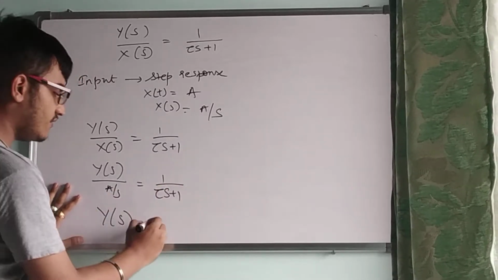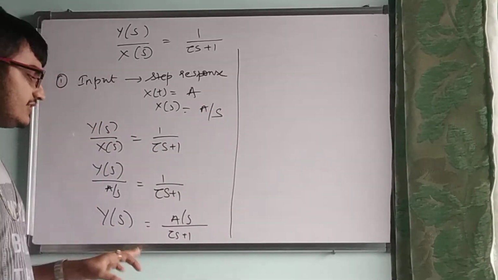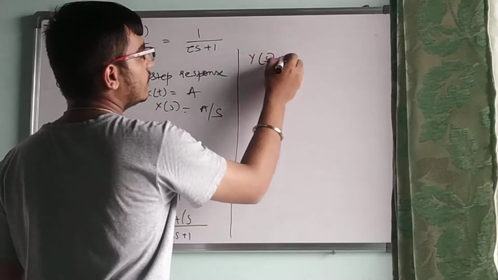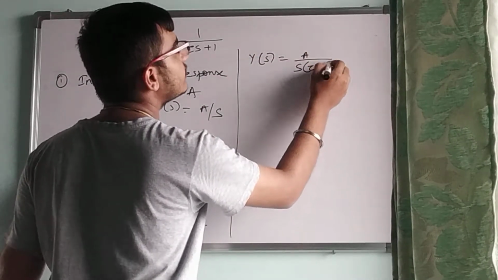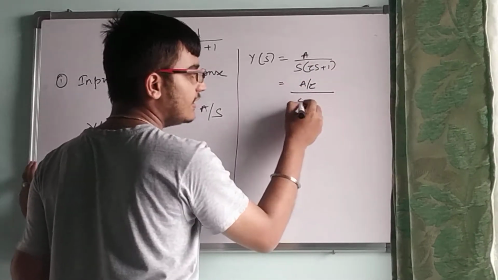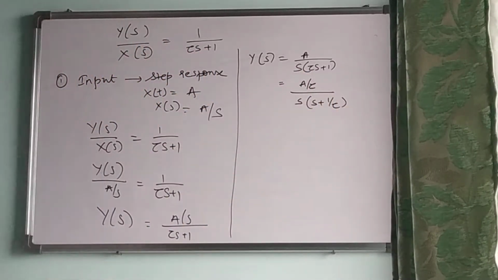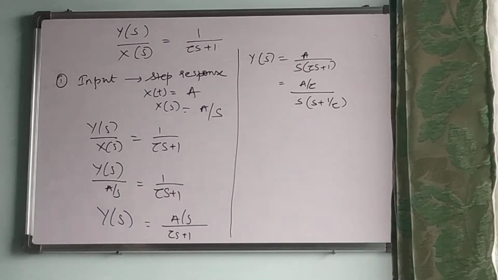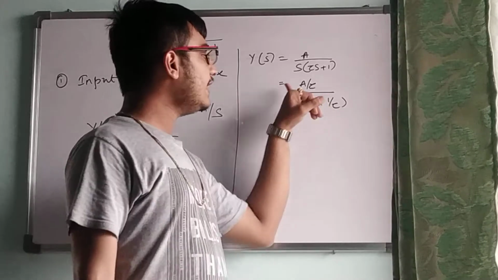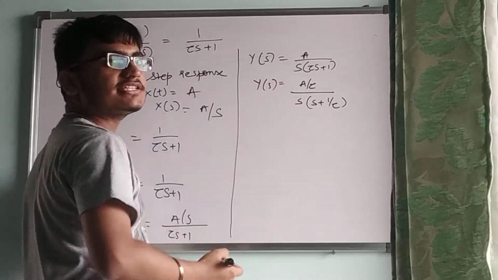Therefore Y(s) is equal to A/(s(τs + 1)). This can also be written as (A/τ)/(s(s + 1/τ)), since you are taking τ common in the denominator. That is Y(s). Now, partial fractions.